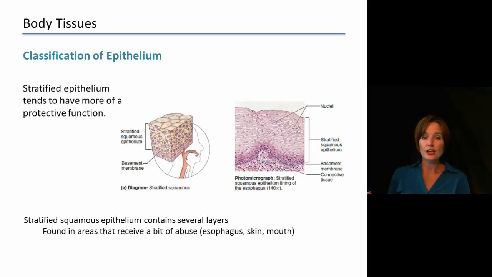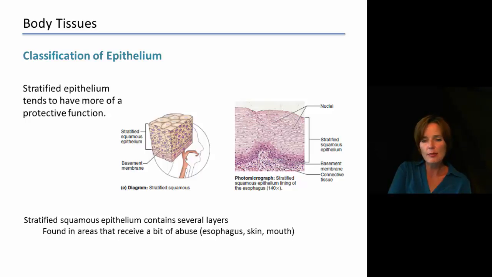If we get into the actual stratified, the stratified has less of an absorptive function and tends to be more of a protective function. The fact that you have multiple layers there provides more cushioning. Stratified squamous epithelium contains several layers, and these are found in areas that receive more abuse than others. So this would be in the mouth. We also have this in the esophagus. Our skin also has the stratified squamous.